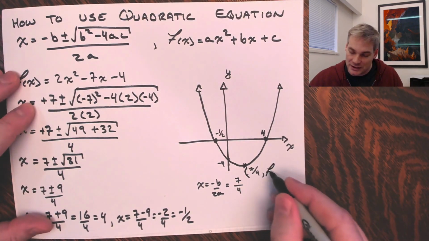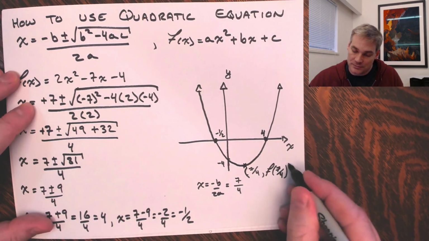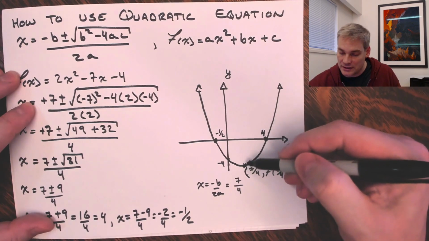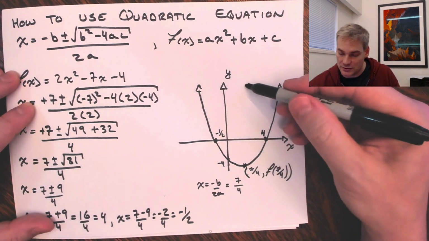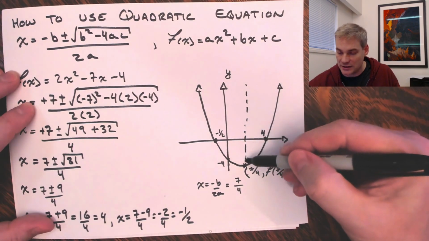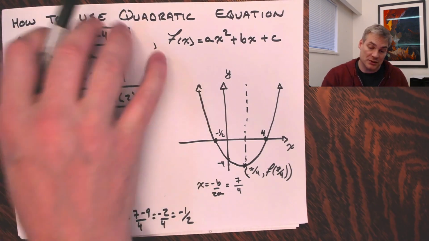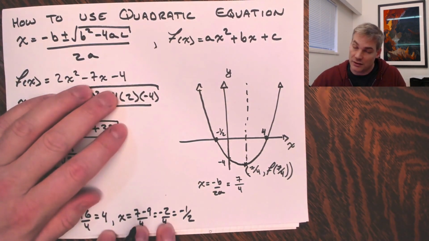So we can even put it as the function of 7 over 4, and that'll give us our vertex here. And this 7 over 4 is exactly halfway between the two roots. It is our axis of symmetry. And that's why we use the quadratic equation when we want to find the roots and the function doesn't look very factorable.